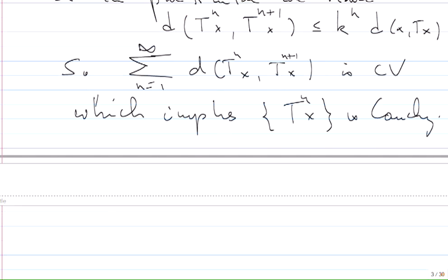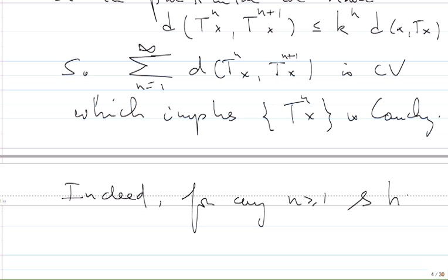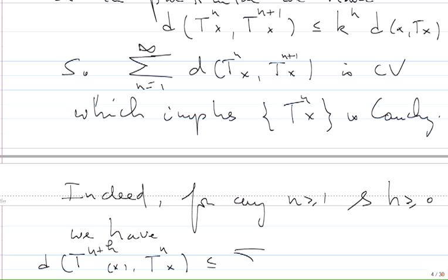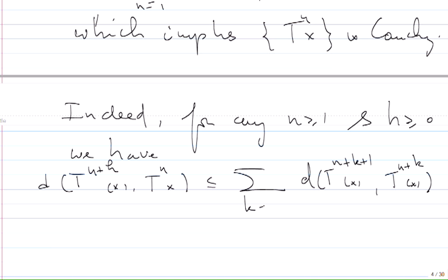Indeed, for any n greater than 1 and h greater than 0, we have the distance from T^(n+h) of x to T^n of x less than or equal to the sum of the distances from T^(n+k+1) of x to T^(n+k) of x. Not k, because we already used k, so we need to use a different symbol. So let's use i.